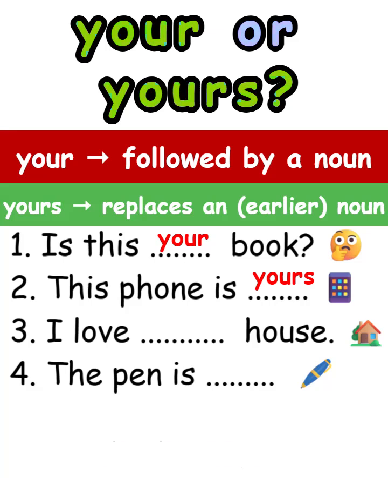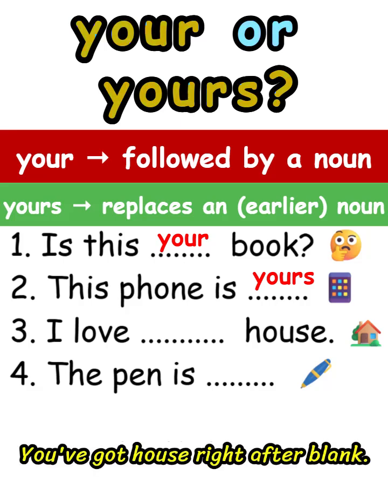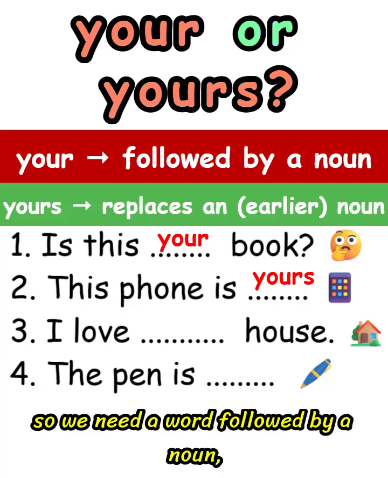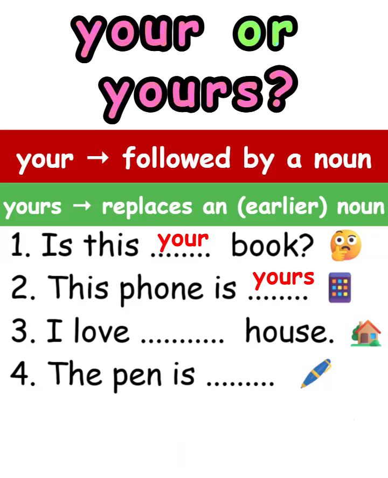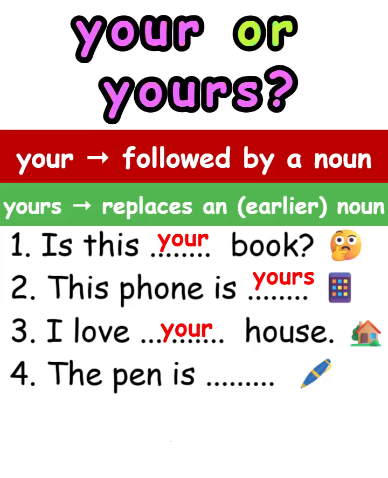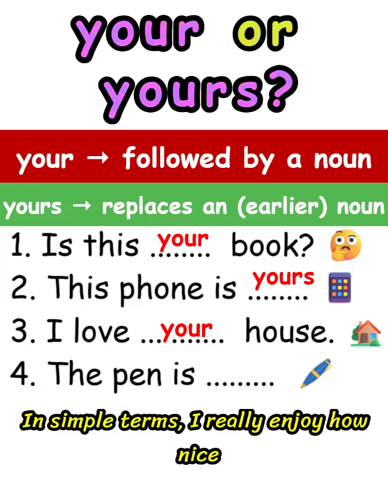Number three, I love blank house. You've got house right after the blank, and house is definitely a typical noun. So we need a word followed by a noun, which is your. The correct sentence is, I love your house. In simple terms, I really enjoy how nice your home is.